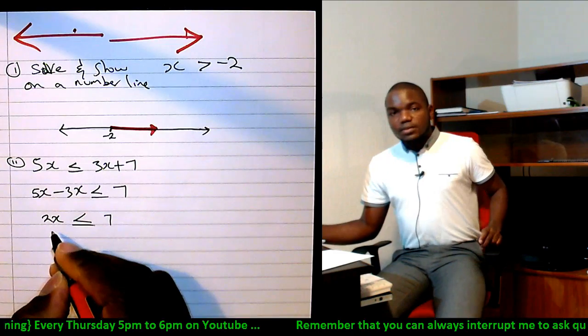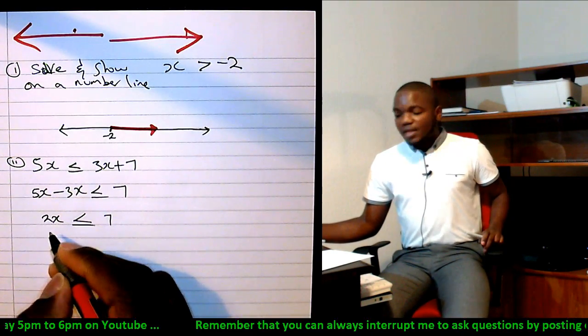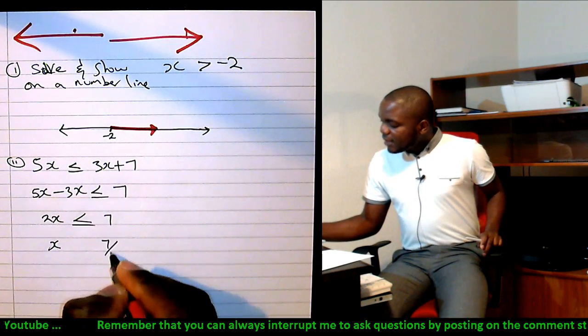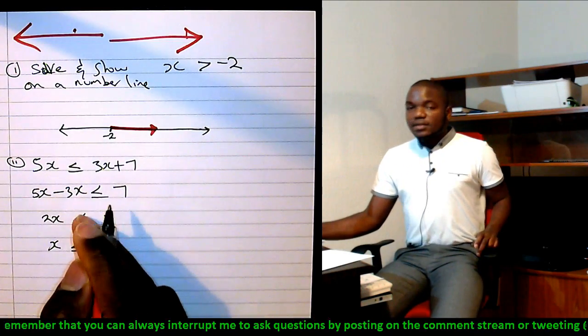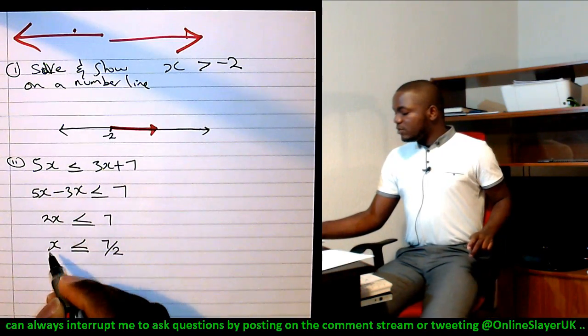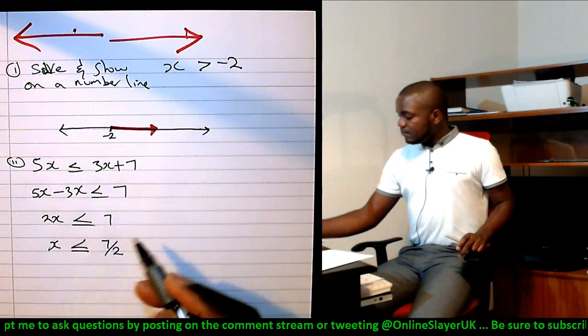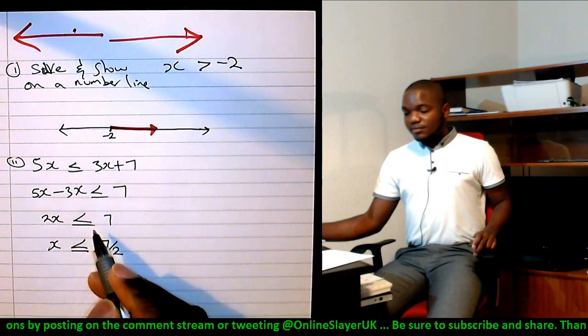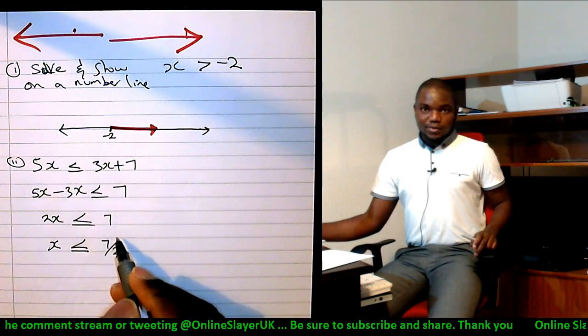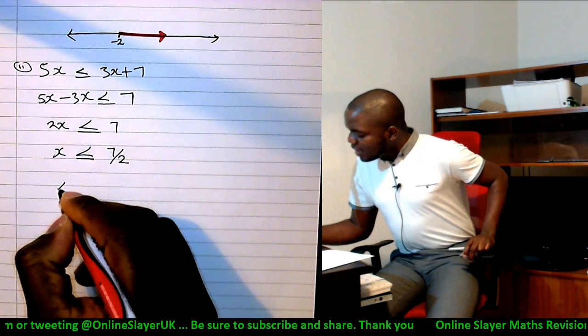Finally, you divide both sides by a positive number 2. And because you're dividing by a positive number, this sign remains the same. But if you were to divide them by minus 2, this sign will have to change as well. And this is still going to be minus 7 over 2. All right, so now we have that.